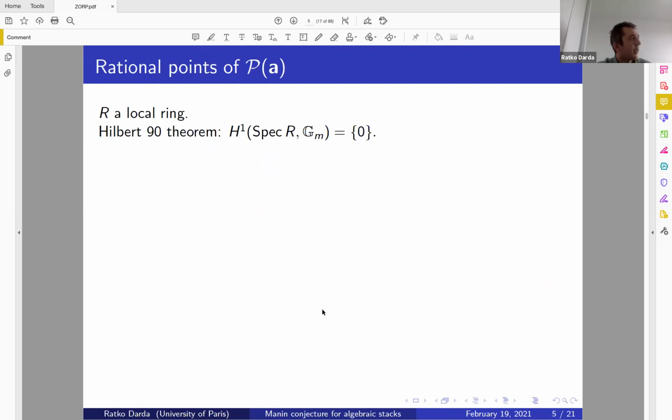Now, let us study rational points of these stacks. Recall that by the Hilbert-90 theorem, a G_m torsor in the étale or fppf or fpqc topology is locally trivial, or trivial in the Zariski topology. This means that if I take a local ring, all these cohomology groups in any of these topologies are trivial. In other words, every G_m torsor is isomorphic to the trivial one.